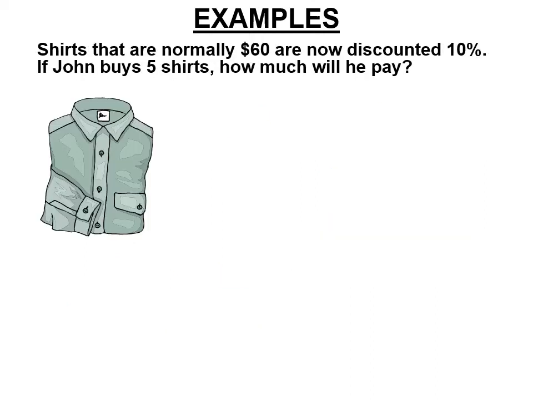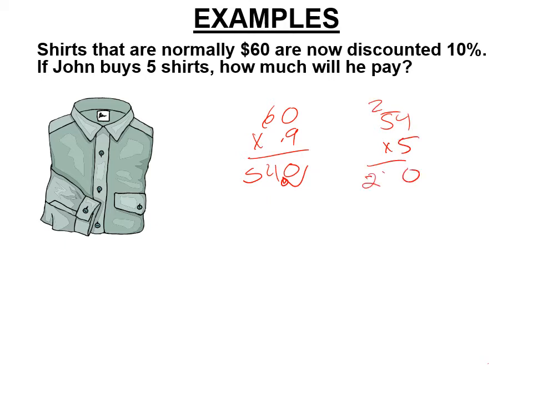Just to make sure we understand that. Okay, shirts that are normally $60 are now discounted 10%. If John buys 5 shirts, how much will he pay? Well, if they're 10% off, he's going to pay 90%. 6 times 9 is 54. He's going to pay $54, but there are 5 of them. 4 times 5 is 20. 25 plus 2 is 27. He's going to pay, no decimal point there, he's going to pay $270. He's going to pay $54 for one, 10% less.